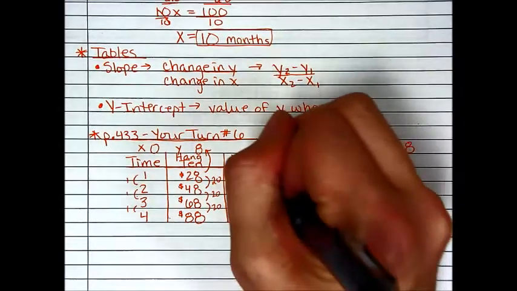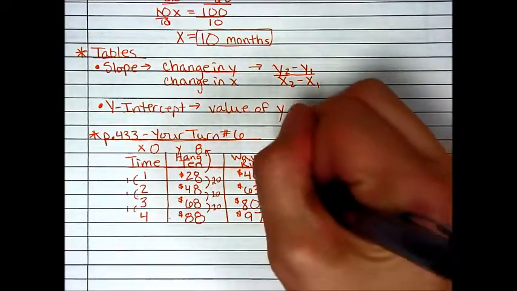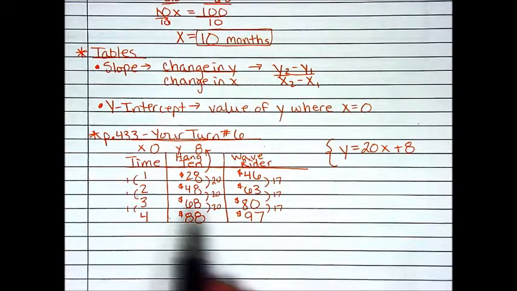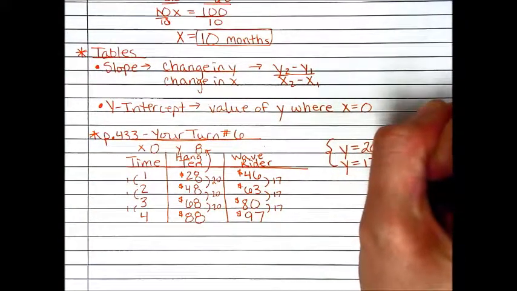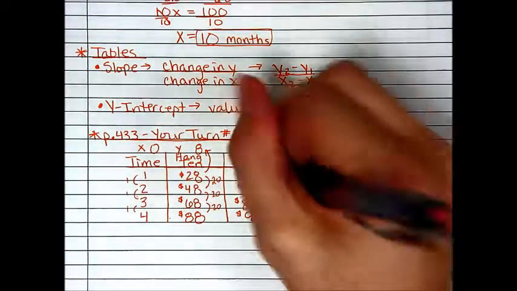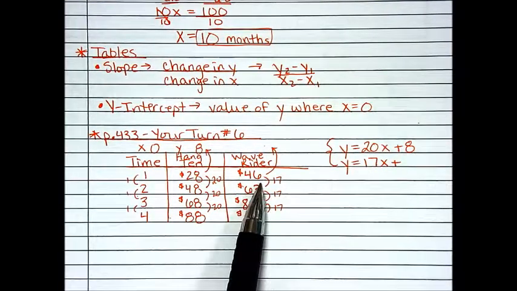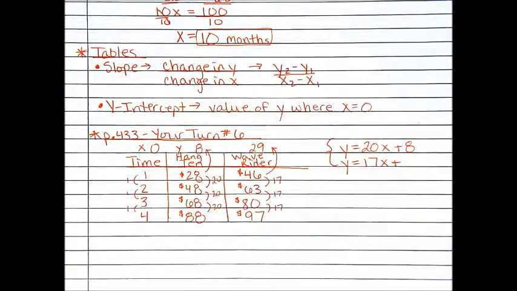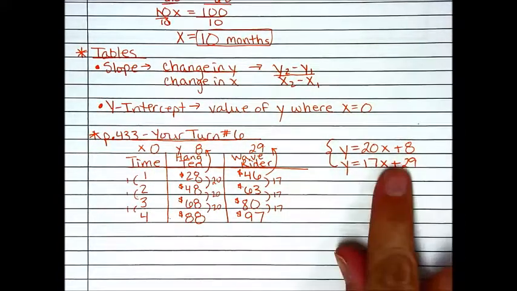Same thing for WaveRider. Find the pattern. This is increasing by $17 every hour. 17 over 1, 17 over 1, 17 over 1. So you're going to have y equals 17x, okay, plus you have to figure out, if this is going up by 17, what would come before here? What would be f of 0? So if you just do 46 minus 17, you should end up with 29. Okay, so y equals 17x plus 29.